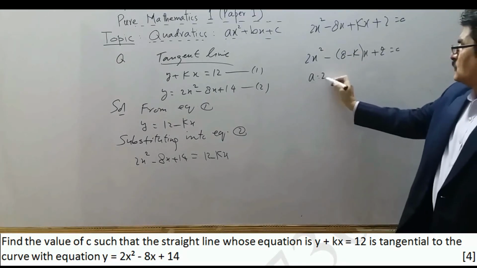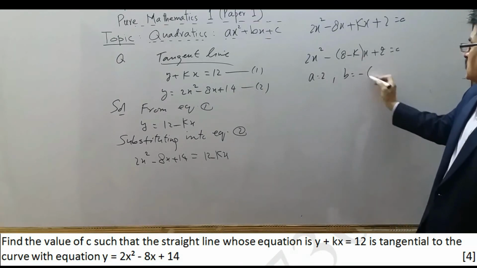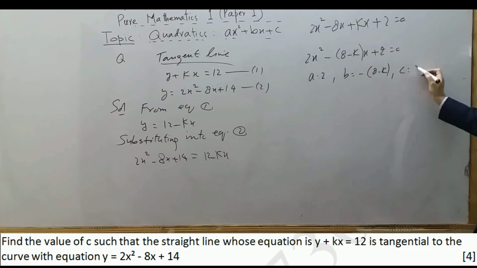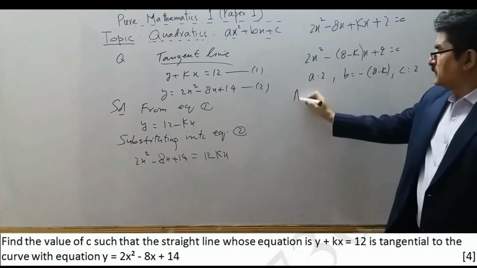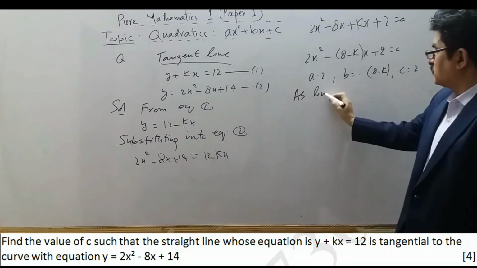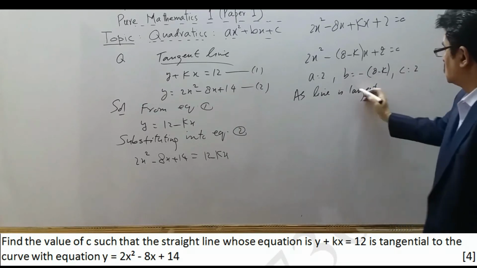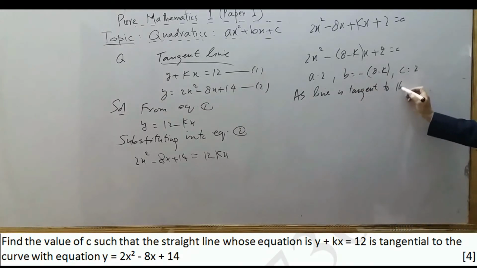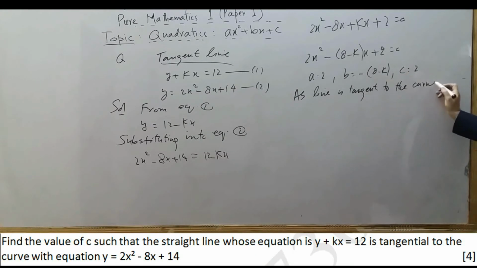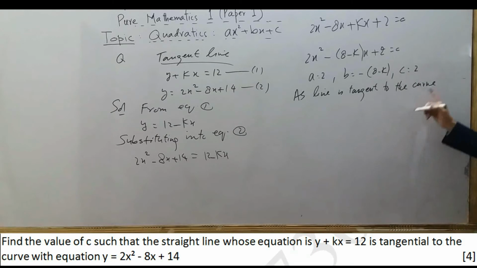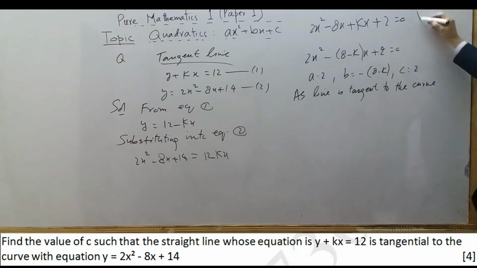Now what is A? The coefficient of x square. What is B? Please be careful in identifying these values. Now it is given that the line is tangent to the given curve. When it is tangent, it means that this curve and this line will meet at one point.